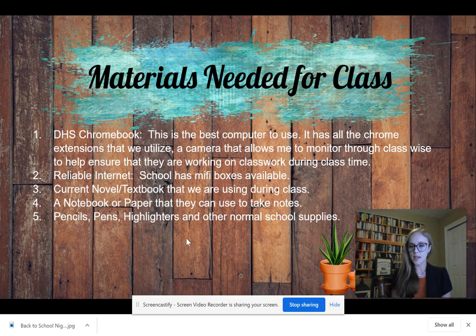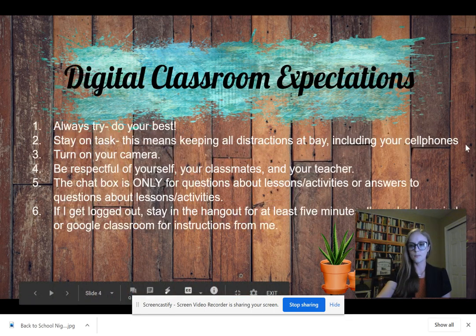Reliable internet. The school does have MiFi boxes available if your internet at home is not reliable enough for the class sessions. Current novel or textbook that we are using during class, notebook or paper that they can use to take notes, pencil, pens, highlighters, and other normal school supplies.